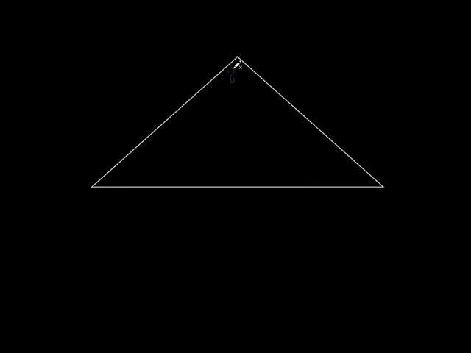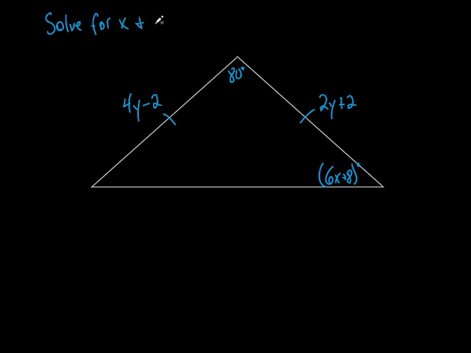They say this is 80 degrees up here. They say that these two sides are equal to each other. They said this angle down here is 6x plus 8 degrees. And this side is 2y plus 2. And this side is 4y minus 2. Alright, here's the information they give you. And guess what they ask you to solve for? They ask you to solve for what? For x and y.